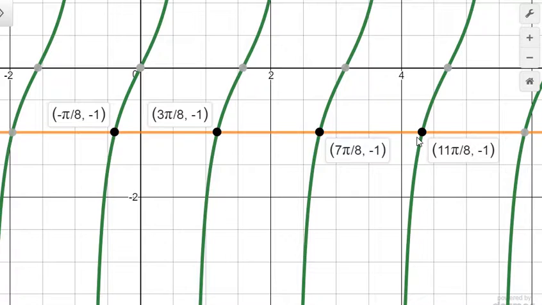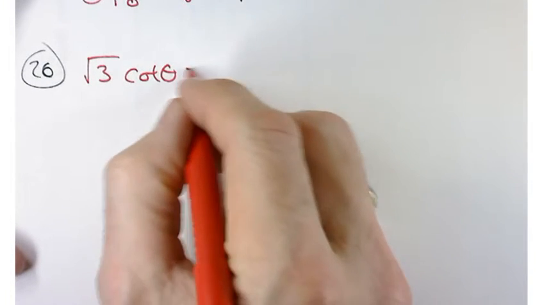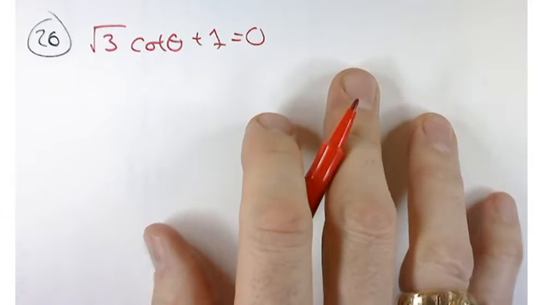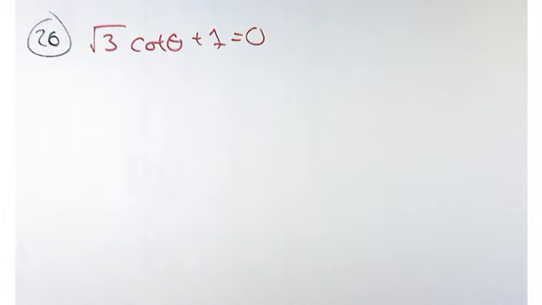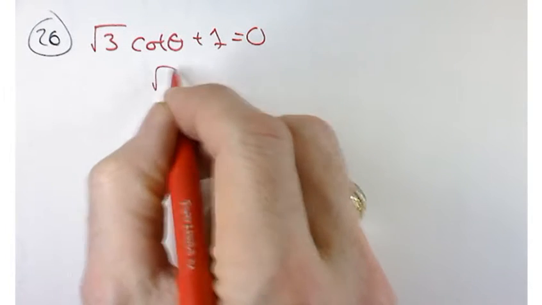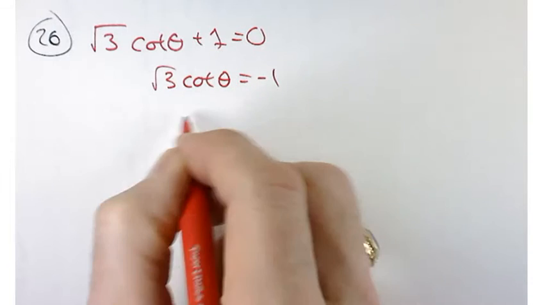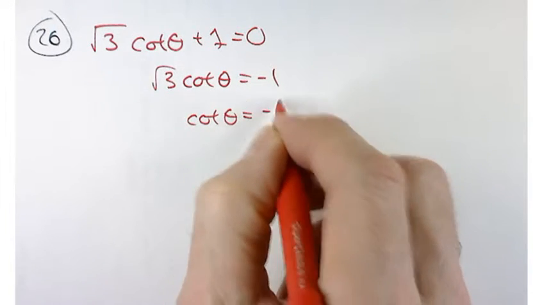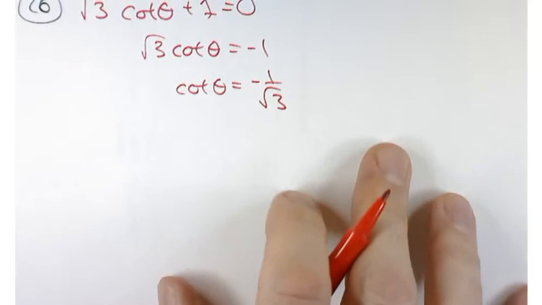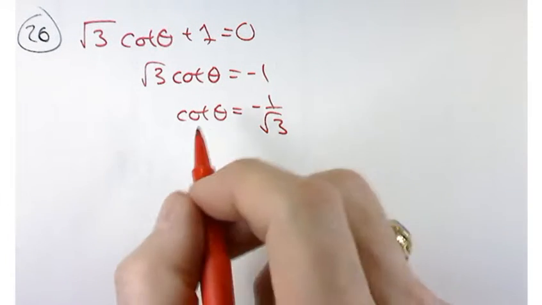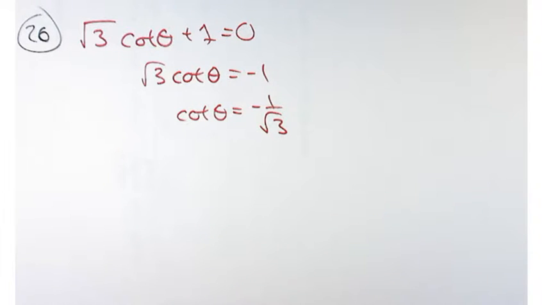Square root of 3 times the cotangent of theta plus 1 equals 0. How would we start this one? How would you start it? Yeah, I'd move the 1 over. Square root of 3 cotangent of theta equals -1. Cotangent of theta equals -1 over root 3. And, you know, if you're like me, I'm just not as well versed with that cotangent as I am, say, the tangent.